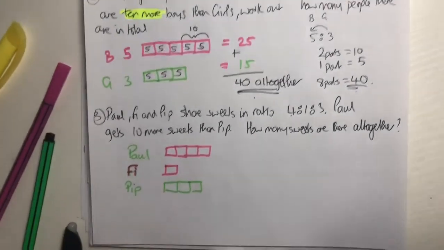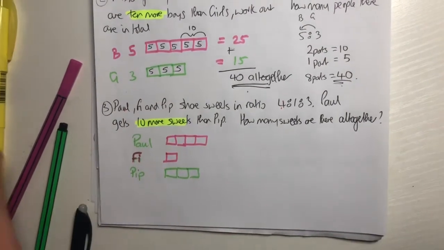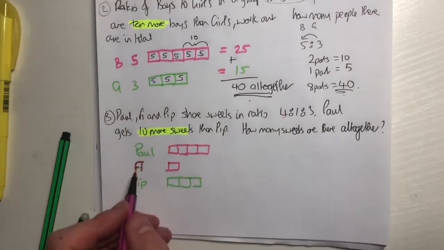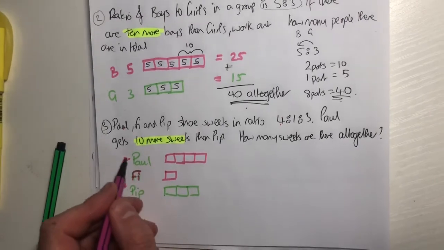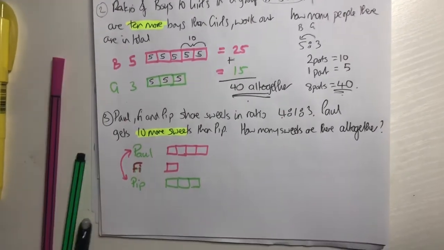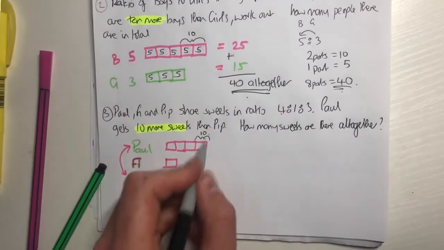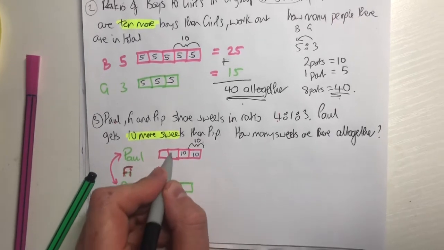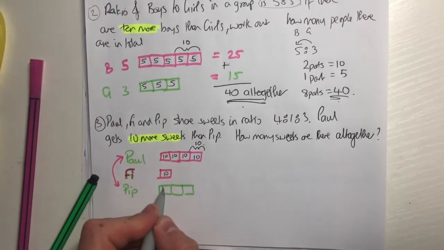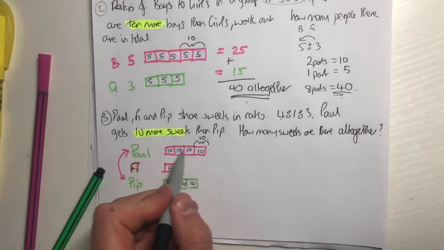So it says Paul gets 10 more sweets than Pip. So we've got to make sure we get the right one. It's these two you're interested in. So that's got 3 boxes, that's got 4 boxes. So it's really straightforward. This box on its own is 10 because it's 10 more. Each one is 10. How many sweets altogether? 10, 20, 30, 40, 50, 60, 70, 80.